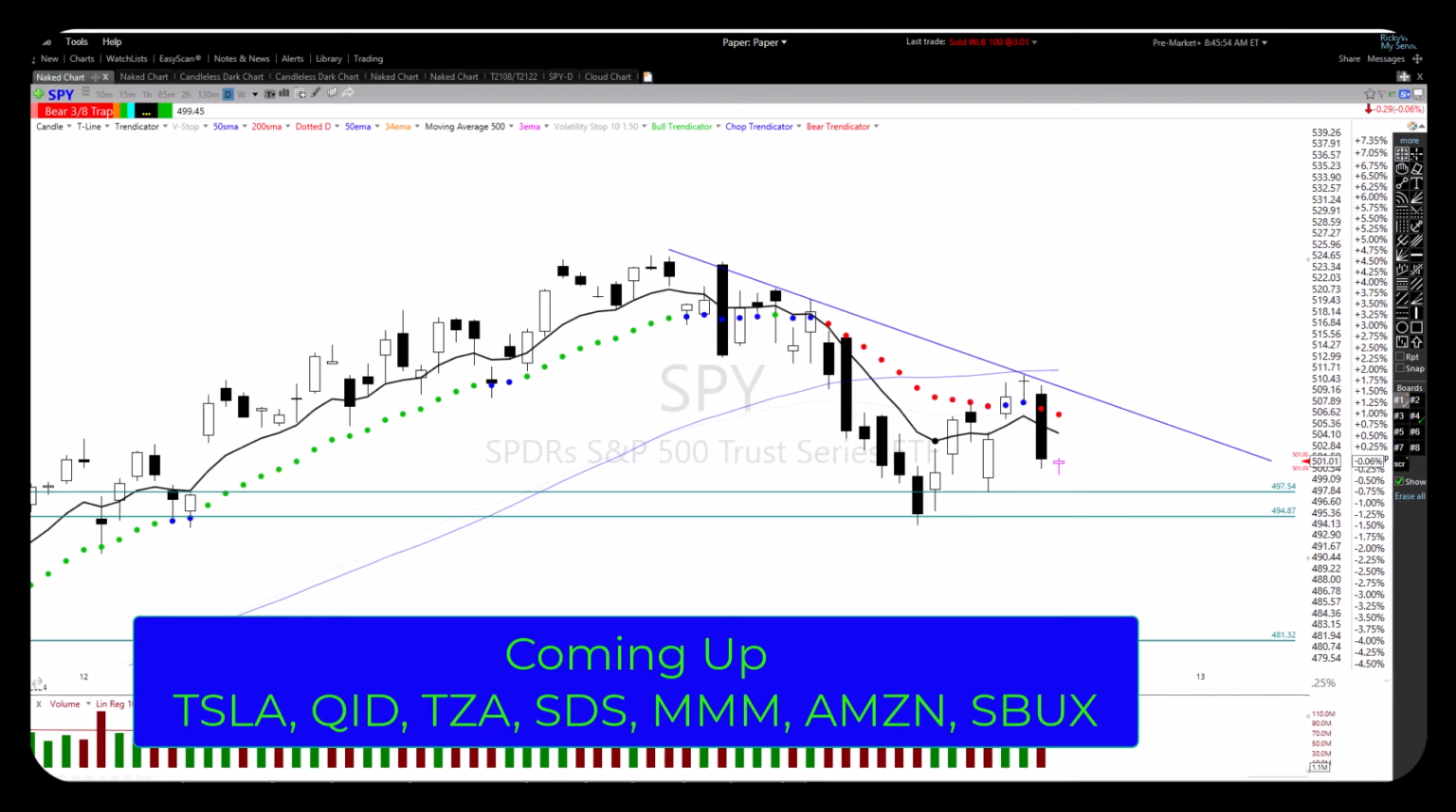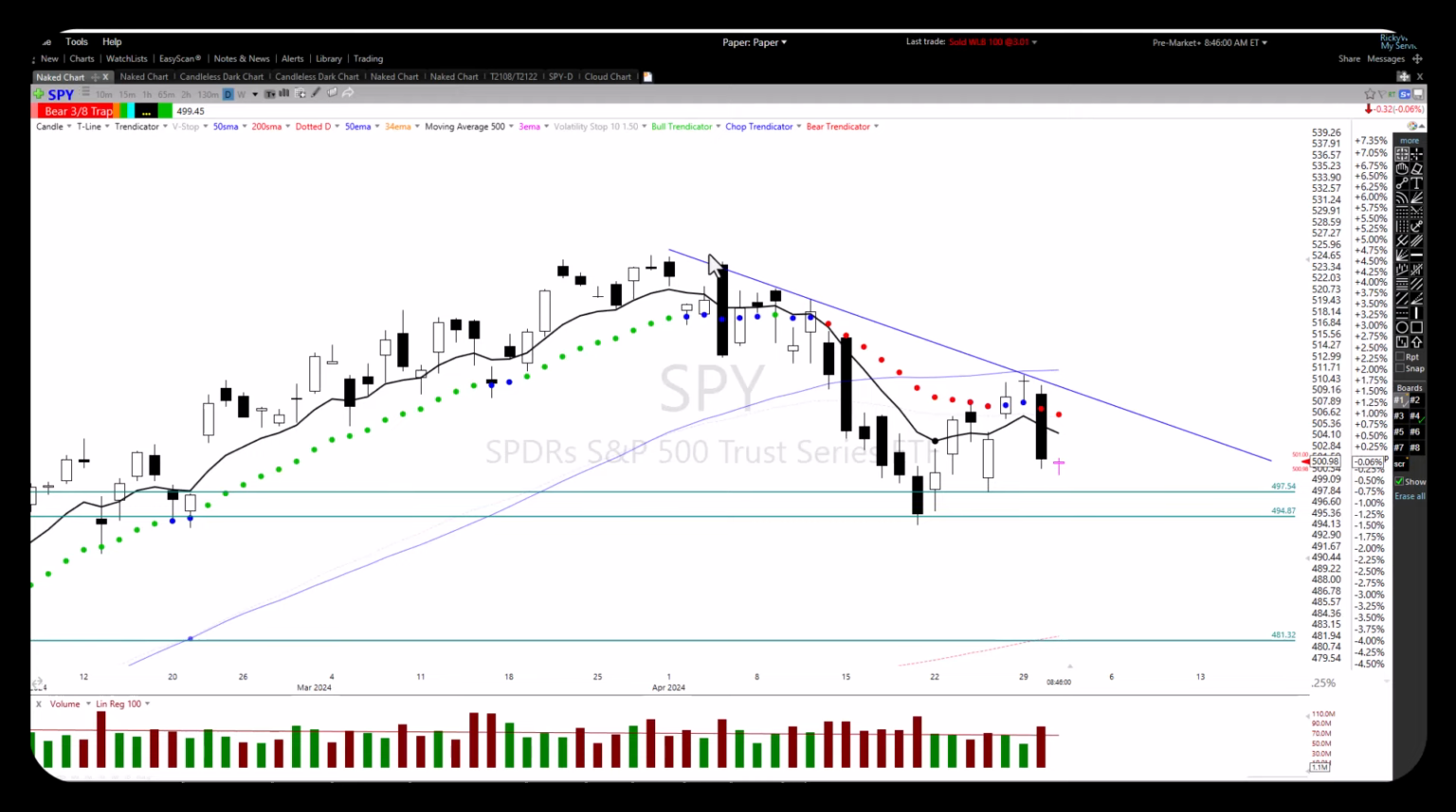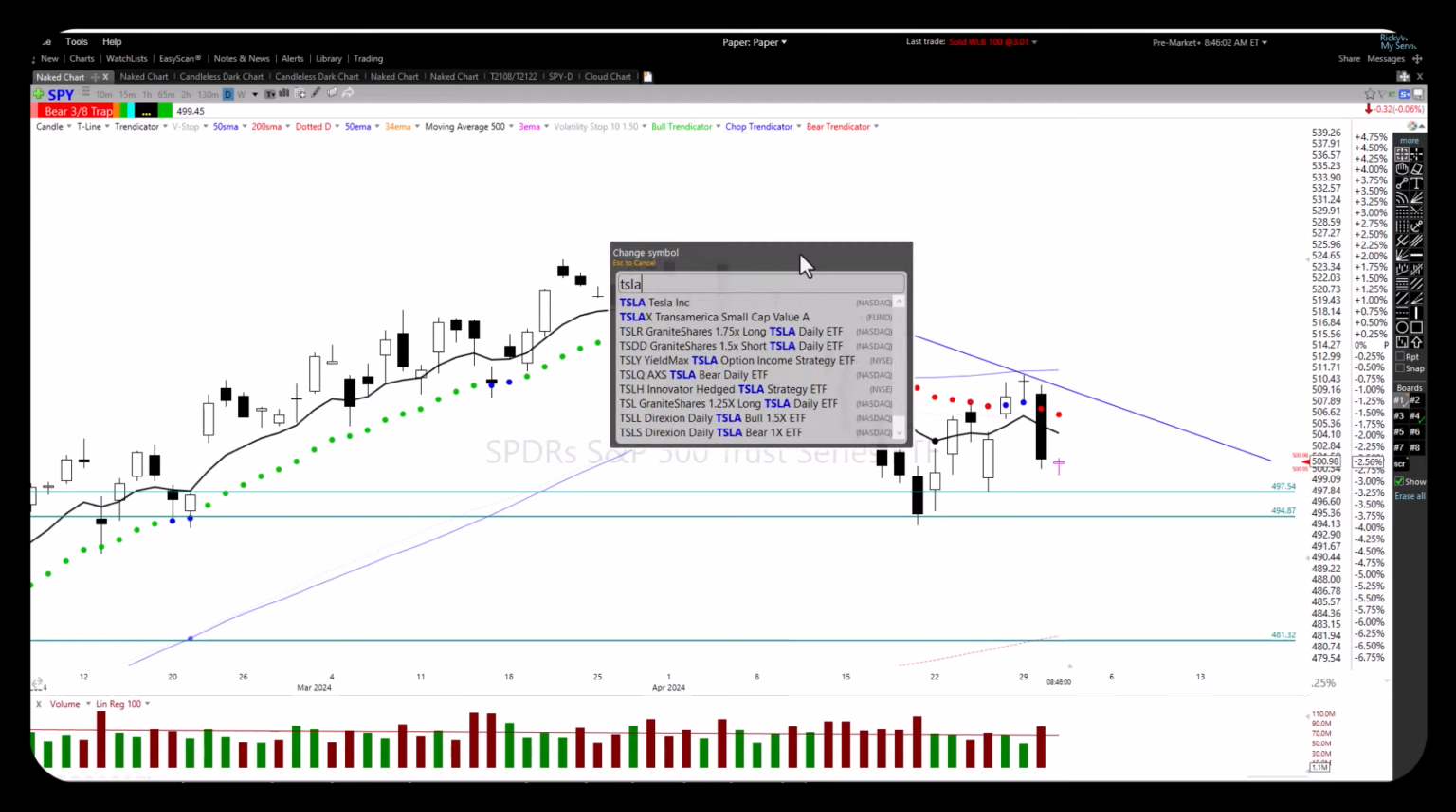Let's talk about a few charts. Let's do things a little different. Start sort of backwards today. Let's take a look at some charts, and then we'll take a look at the market. First chart I want to take a look at is Tesla.